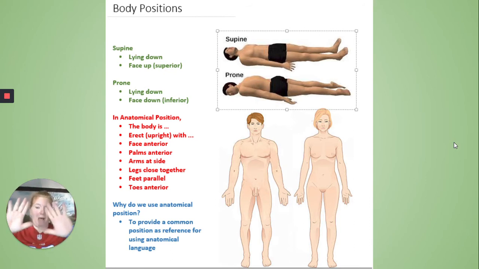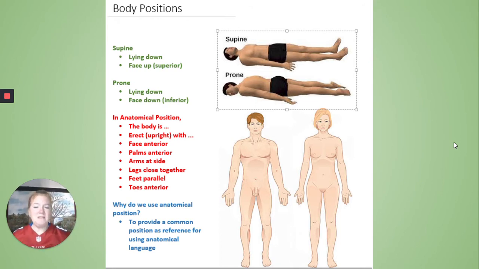However, I could have my palms facing anterior and have my hands like this. That does not mean I'm in anatomical position. I'd have to have my hands like the diagram shows, my arms at my side and my palms anterior. So not like this with my arms at my side. Okay. Also notice that the legs are slightly apart, about shoulder width apart, face anterior, palms anterior, toes anterior, and the arms at the side, okay, and standing upright.